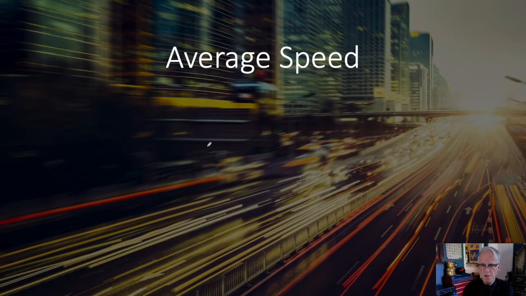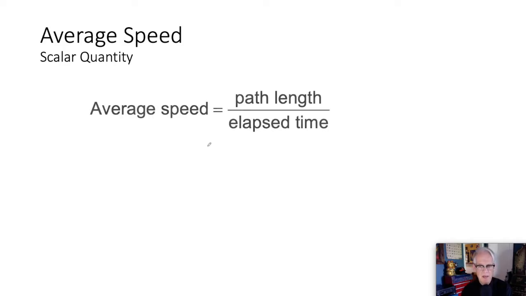So let's start with average speed. The average speed of an object over a given time interval is a scalar quantity that is the length of the path it travels divided by the total elapsed time. Path length divided by time. The units for speed will be meters per second.